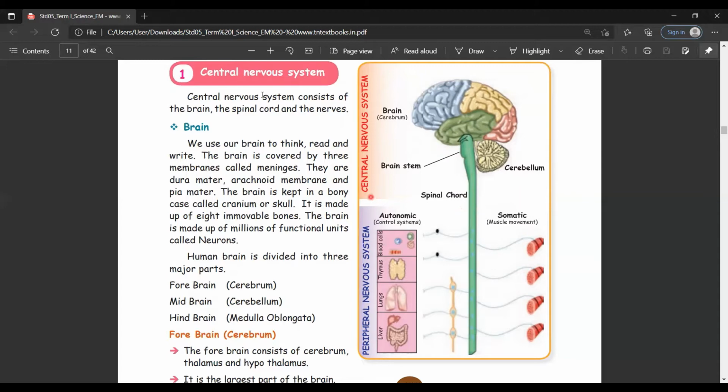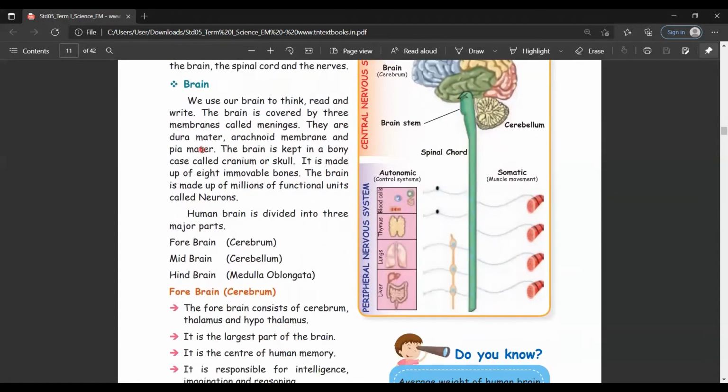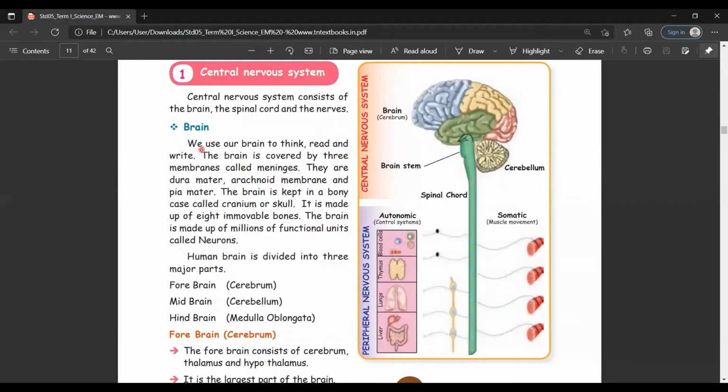Okay, children. So first, let's read about the brain. We use our brain to think, read, and write. The brain is covered by three membranes called meninges. They are dura mater, arachnoid membrane, and pia mater.